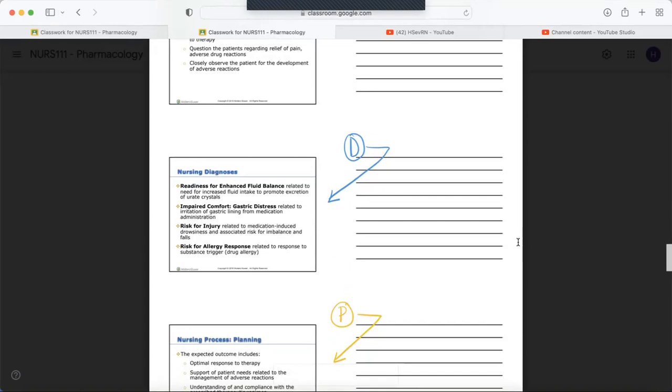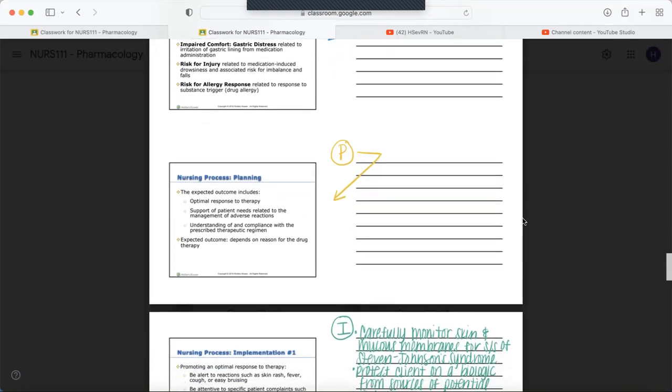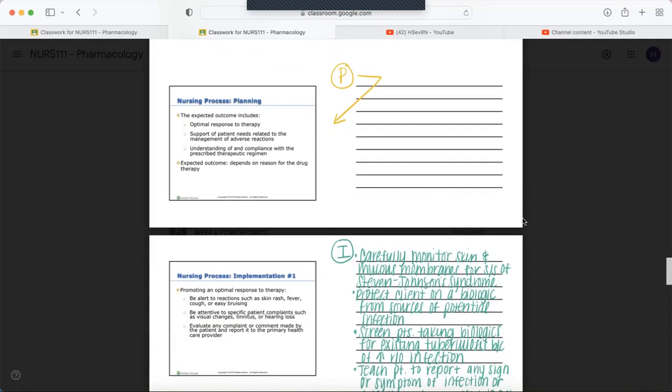The RN might assign impaired comfort, gastric distress, because we know that a lot of these medications irritate the gastric lining. Risk for injury related to maybe a medication-induced drowsiness, and risk for imbalance or falls from that, right? And then risk for allergy response related to the response of the substance trigger. So a drug allergy, right? Because a lot of these do have potential for allergy.